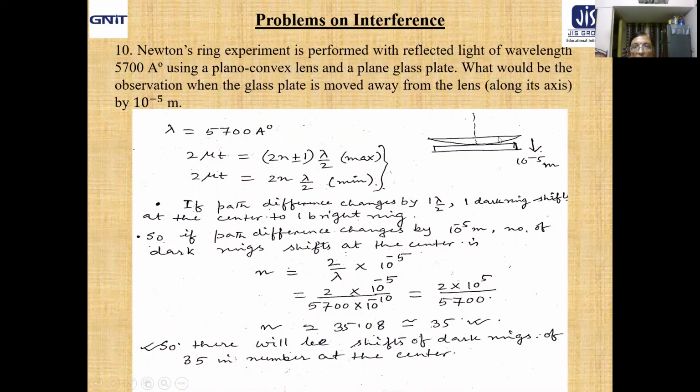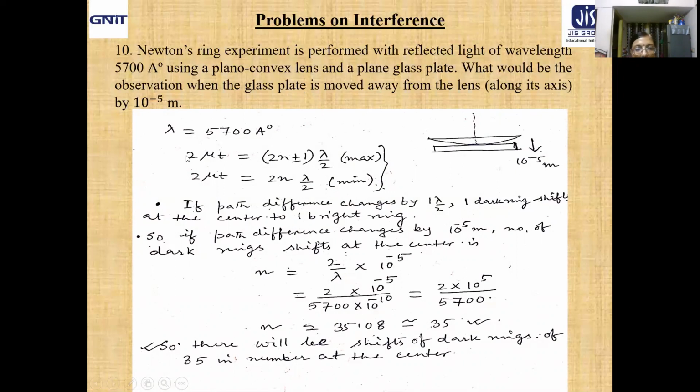So, what will happen? What would be the observation when the glass plate is moved along the axis by 10 to the power minus 5 meter from the lens? So, this is the value of wavelength given, 5700 angstrom, and the distance is mentioned as 10 to the power minus 5 meter.